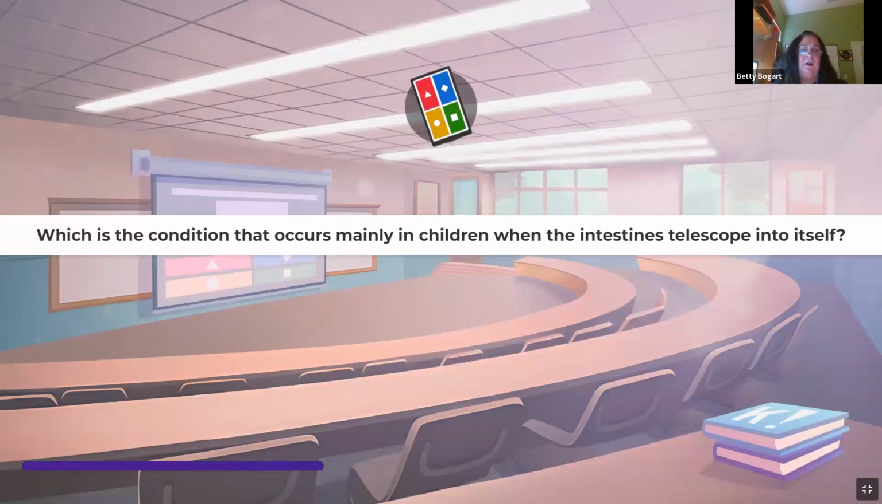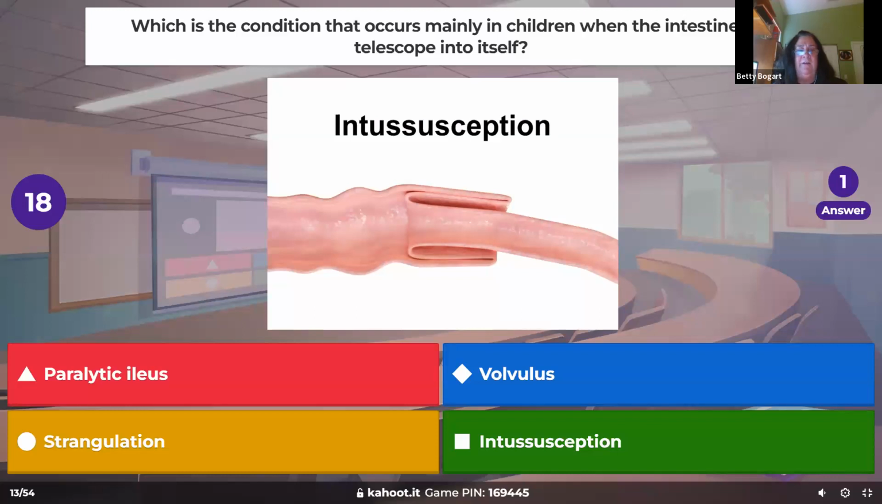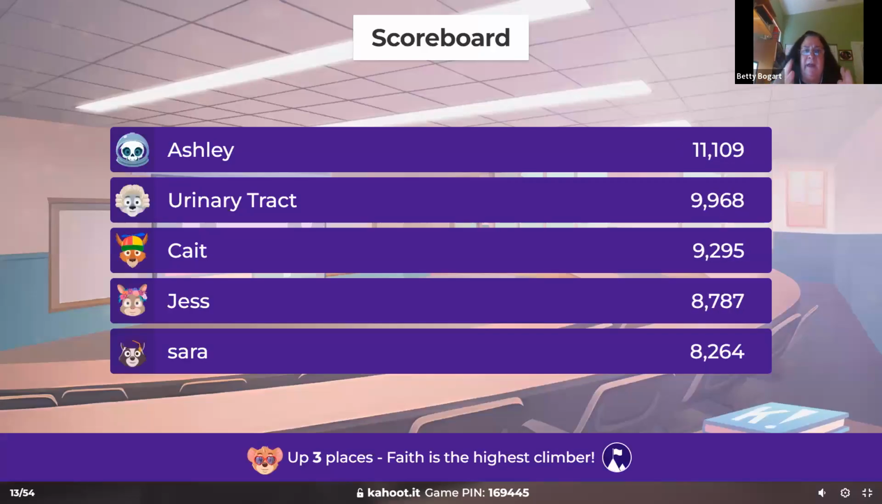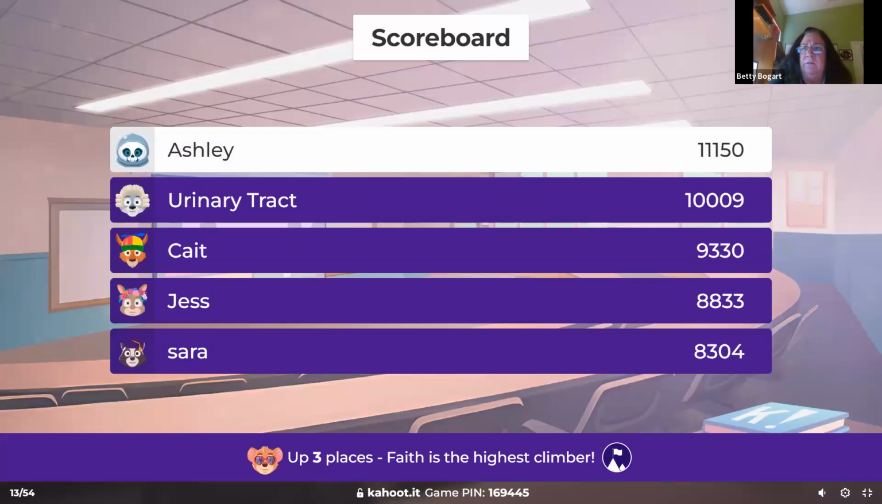Which is a condition that occurs mainly in children when the intestines telescope into itself. It just sucks in. It is called intussusception. Remember, many times it'll pop out by itself. We'll send them home many times when they're doing well, increase the fiber, but sometimes we do have to do surgery on them to get rid of that area, especially if it's sat there too long.